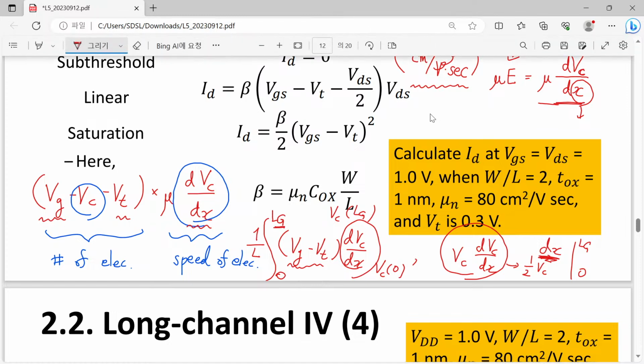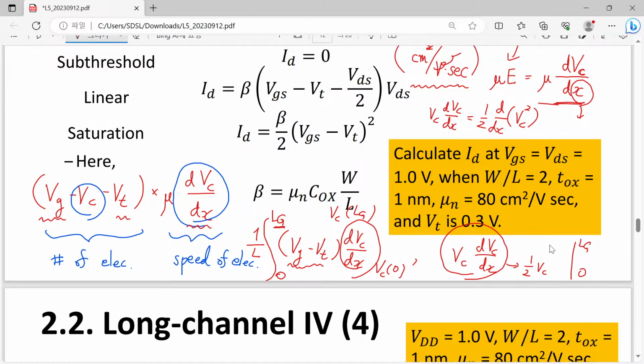So you have Vc and dVc over dx, and this is nothing but half of the derivative of Vc squared. So that's the reason why you have not just half of Vc, but half of Vc squared here.